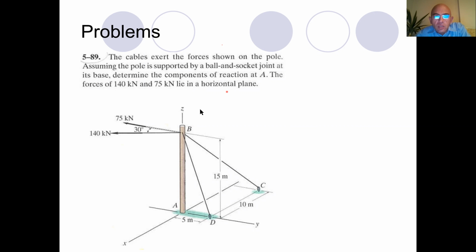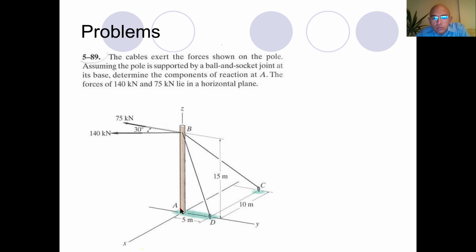Okay, so we have two forces. The 75 kilonewtons load is acting in the negative y direction at a height of 15 meters. Then we have another force which makes an angle of 30 degrees with the first one, which has the magnitude of 140 kilonewtons.